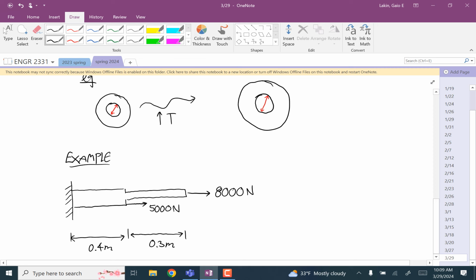The cross-sectional area for this part is 0.01 meters squared. And for this one, the area is 0.003 meters squared. And the temperature increases 100 degrees Celsius.